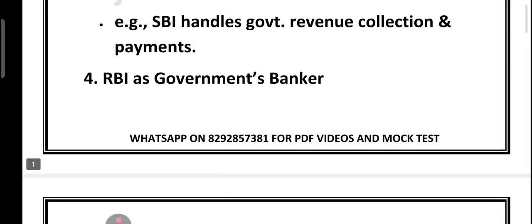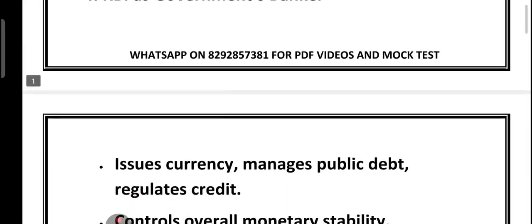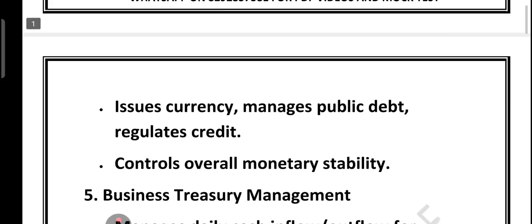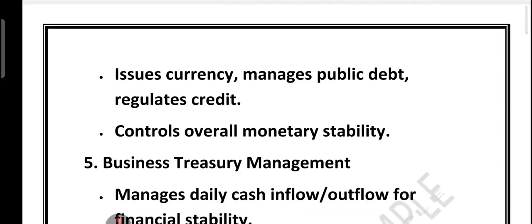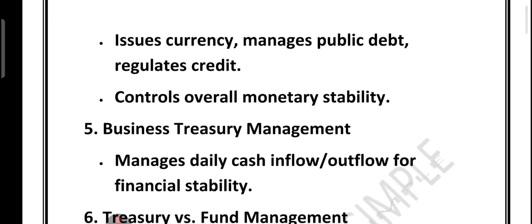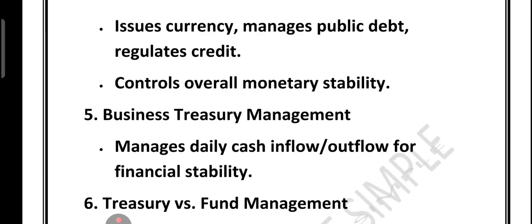Now friends, let's come to the RBI. RBI is called Reserve Bank of India. They act like a bank to the government. They issue currencies, they manage public debt, they regulate credit in the economy. Through these functions, RBI ensures overall monetary stability in the country.